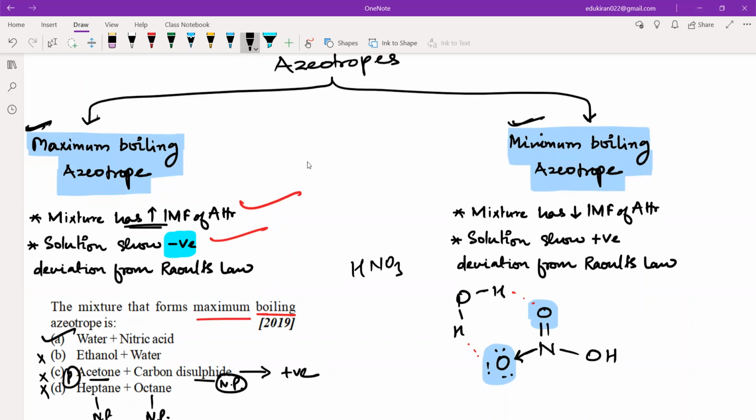If I look at minimum boiling azeotrope, then minimum boiling azeotrope requires lower temperature. If it requires lower temperature, that means the forces of attraction are not very high. The forces of attraction are lower, and that is why the solution will show positive deviation from Raoult's law. You got my point? Yes or no? Yes. Okay, so these are the things that we have discussed in the last class.